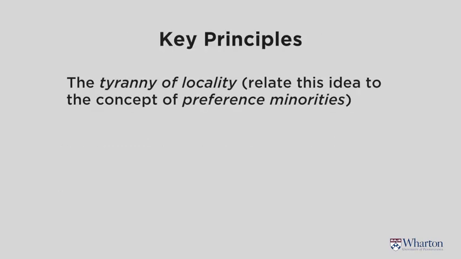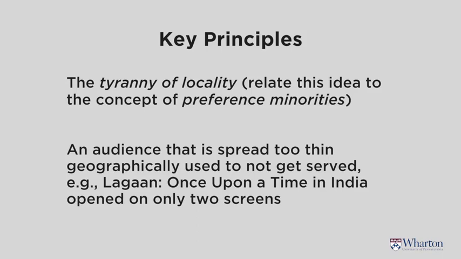So here are two key principles on the slide that really underlie this idea of the long tail and also come up again when we talk about preference isolation. Let's start with the first one. What I put on the slide is this idea of tyranny of locality. What does that mean? That means that the things that are available to you locally are dictated by whatever the local sellers decide to offer you, and they may be different from your own tastes.